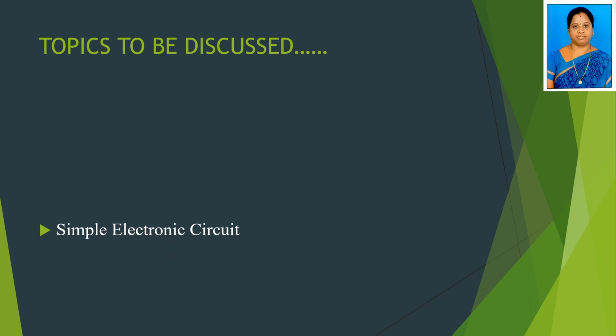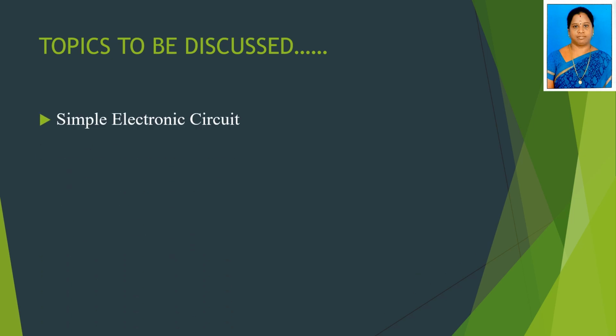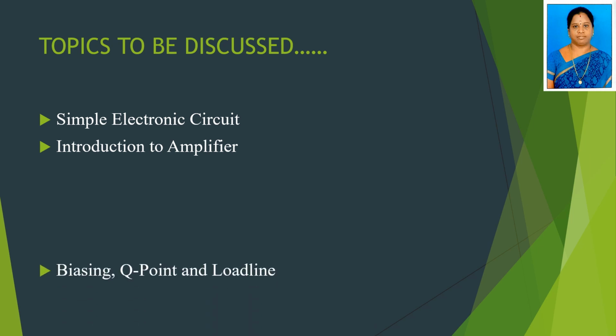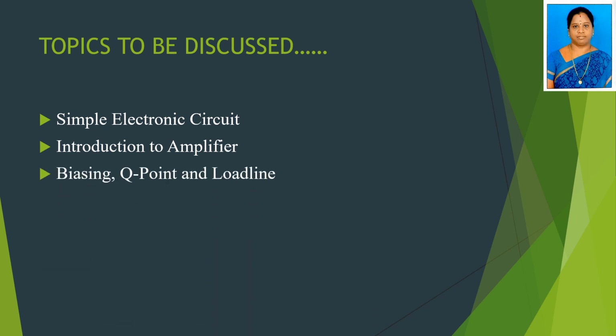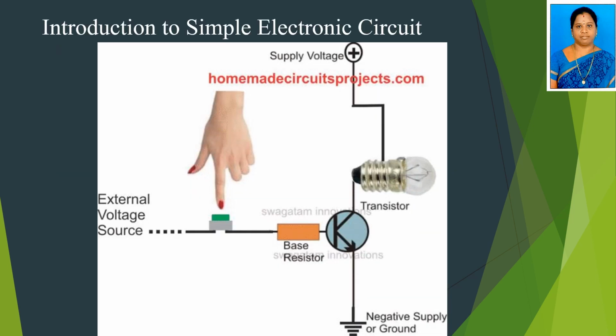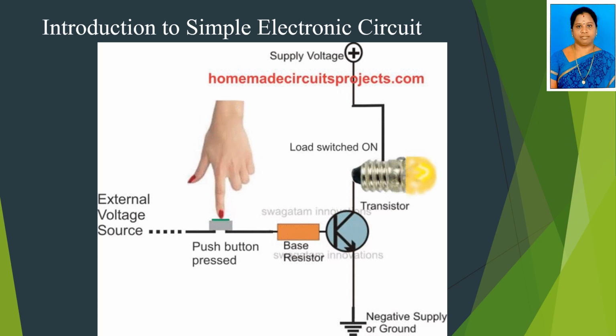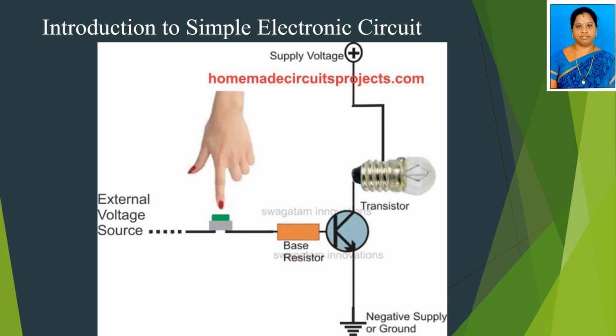Today, we are going to see some introduction about the electronic circuit. Then we will move on to the introduction to amplifier. Finally, what is biasing, what is Q point, what is load line. So from this session, we are going to understand the meaning of biasing, Q point and then load line. I am starting with the introduction to a simple electronic circuit, which consists of a BJT, a bulb, and finally a push button.